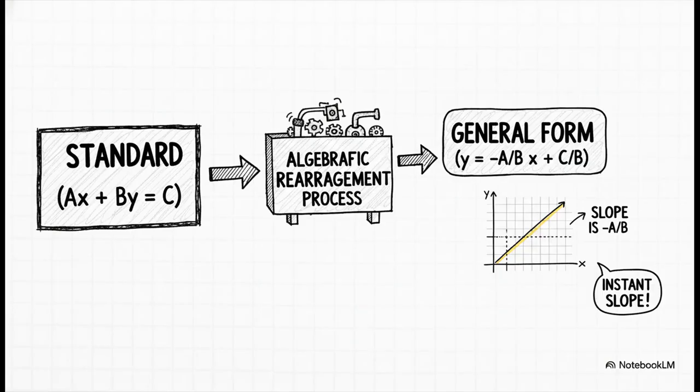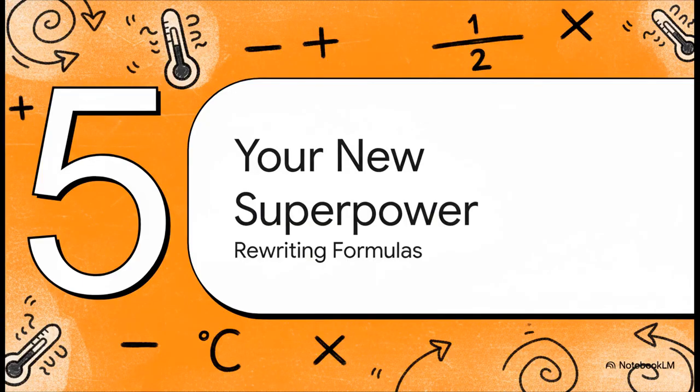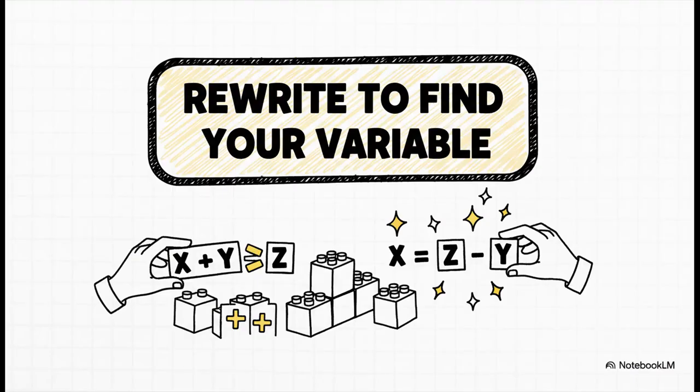Using the exact same skills we just mastered, isolating a variable, you can rearrange that standard form until it looks just like the general form. And the moment you do that, it instantly tells you the slope of the line. You're making the formula tell you the exact piece of information that you want to know. So what does this all really mean for you? It means you've just unlocked a brand new way of looking at pretty much any formula you ever come across again. And that's the real takeaway here.